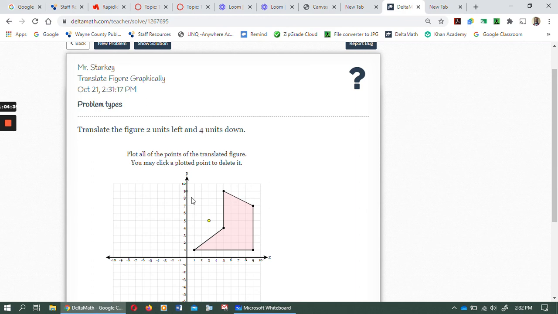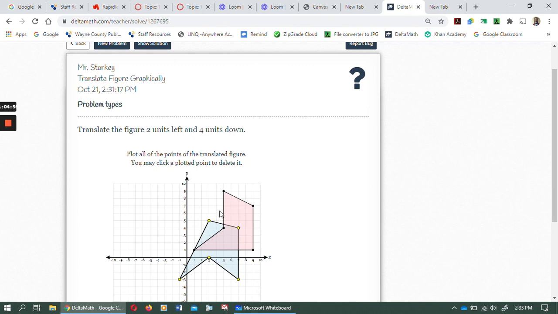Now, guys, again, you're going to need to do that with each of these points that they have here. Okay? So you'll need to do that. 2 to the left, down 4. Make sure you do that for every point. 2 to the left, down 4.